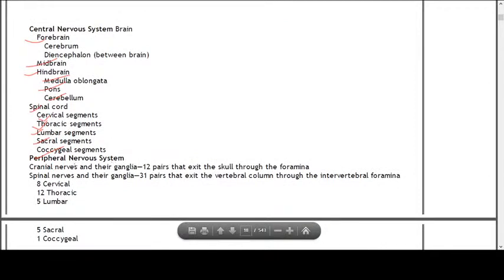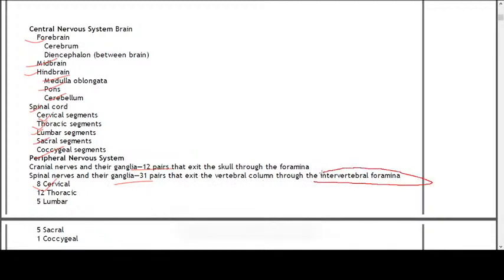The peripheral nervous system consists of cranial nerves and their ganglia, 12 pairs, and spinal nerves and their ganglia, 31 pairs. These exit the vertebral column through the intervertebral foramina, which is very important to understand. To understand this, we need to understand the anatomy of the vertebra. A vertebra basically consists of a big hole.